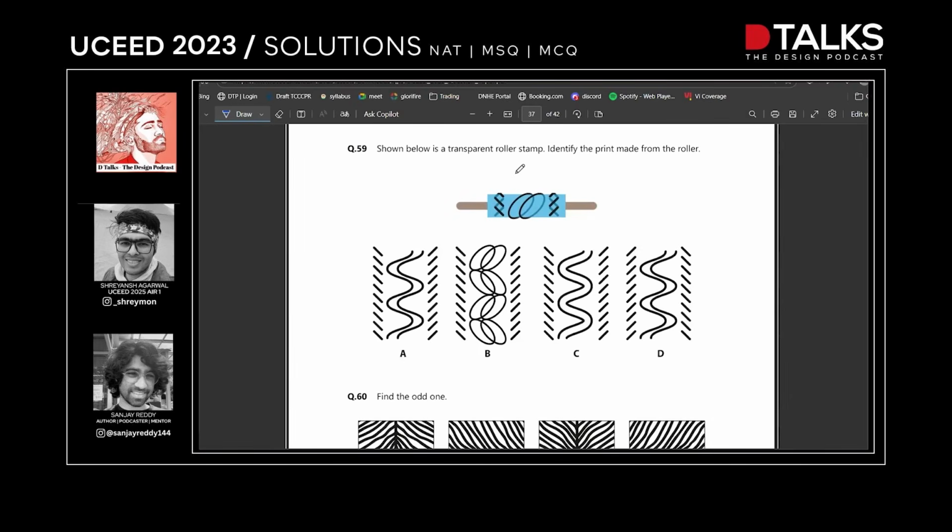59. Shown below is a transparent ruler stamp. Identify the print made from the ruler. Right. So when you mark this, you don't need to see the center part. Just the side ones will do.